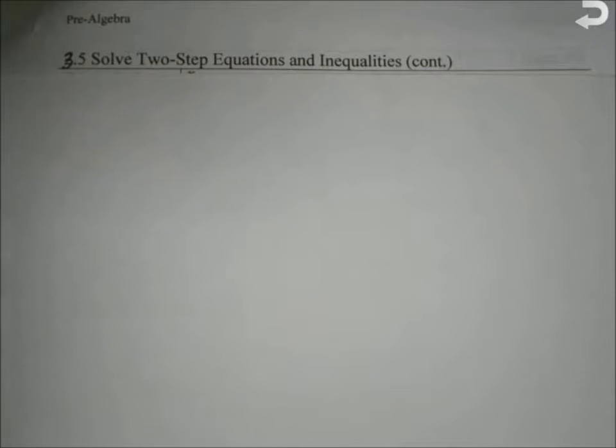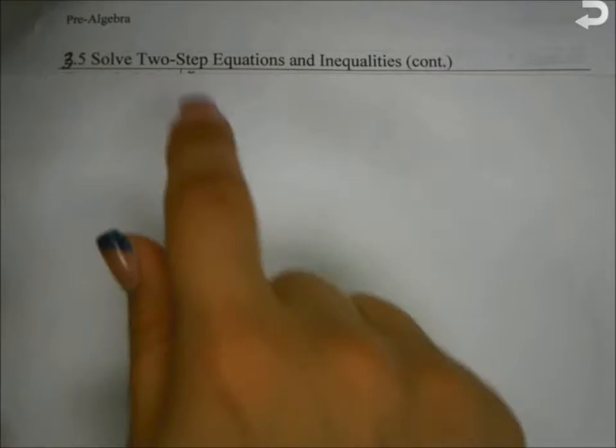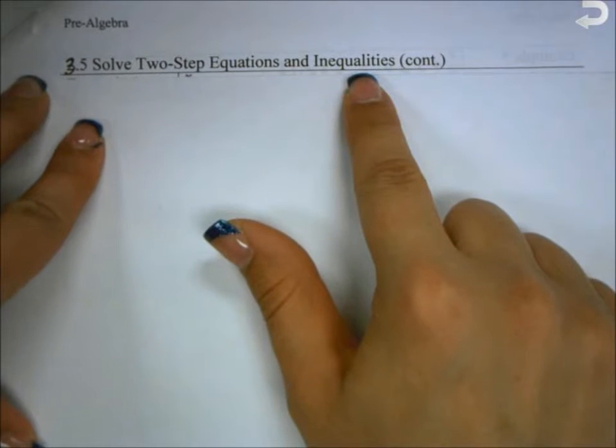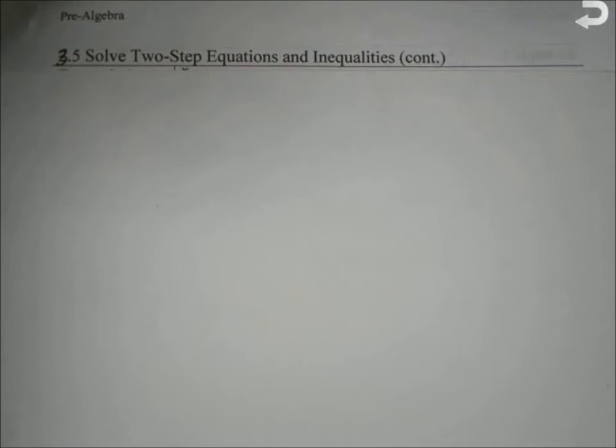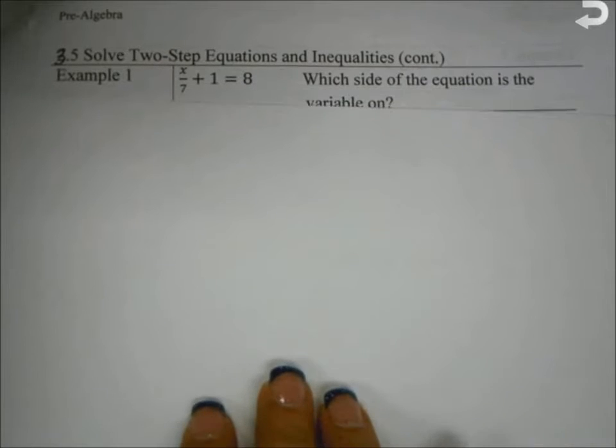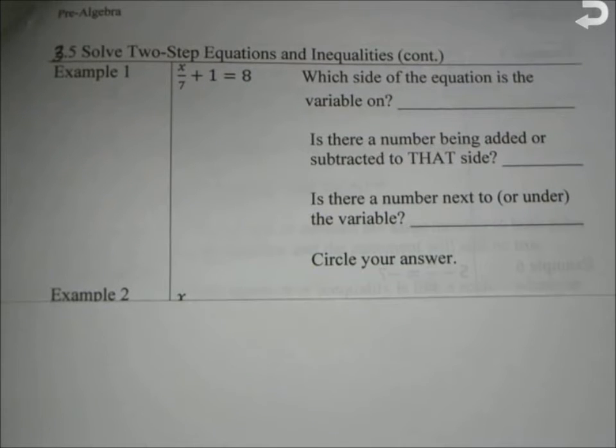All right, so today, 3.5, we're solving two-step equations and inequalities just like we did on Tuesday. However, on Tuesday we were only dealing with adding, subtracting, and multiplying, right? Terms that were being multiplied. Today we also have division in there, okay? So all we're doing today is just a bunch of examples.